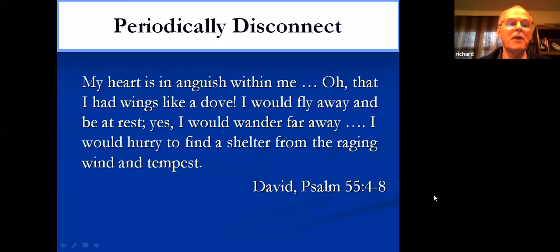David, in a tough spot, says in Psalm 55, "My heart is in anguish within me. Oh, that I had wings like a dove. I would fly away and be at rest. Yes, I would wander far away. I would hurry to find a shelter from the raging wind and tempest." And I think we would hurry to follow David wherever he's going, because sometimes we want to get away from this wild world too, this chaotic world.